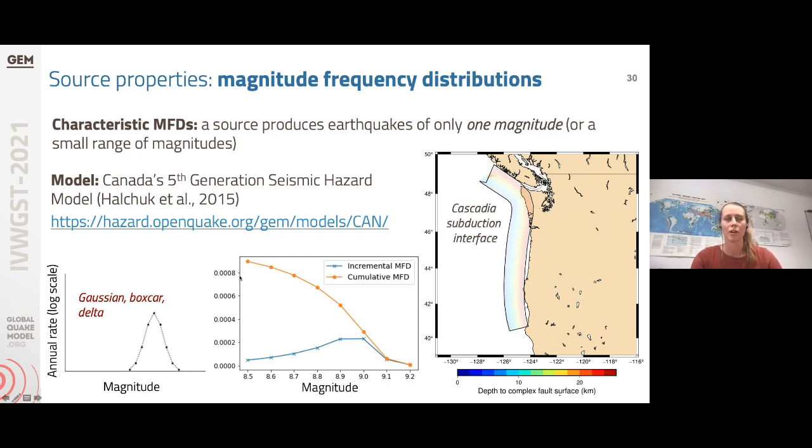Oftentimes, magnitude frequency distributions are represented as cumulative rates instead of incremental rates. And so this orange plot here is showing the rate of earthquakes larger than the magnitude bin indicated on the x-axis.